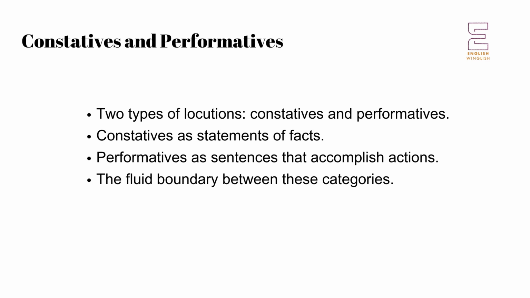Constatives and performatives. Austin distinguishes between two types of locutions, constatives and performatives. Constatives assert facts or states of affairs and can be judged as true or false. Performatives, on the other hand, are sentences that accomplish an action, such as promising or questioning. However, Austin later finds that this division does not hold rigidly, as some performatives also involve reference to a state of affairs, while constatives can perform illocutionary actions.